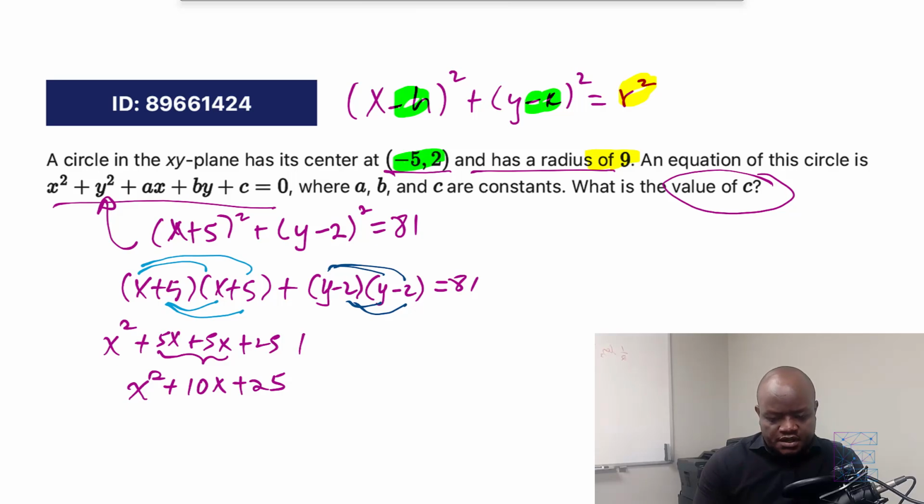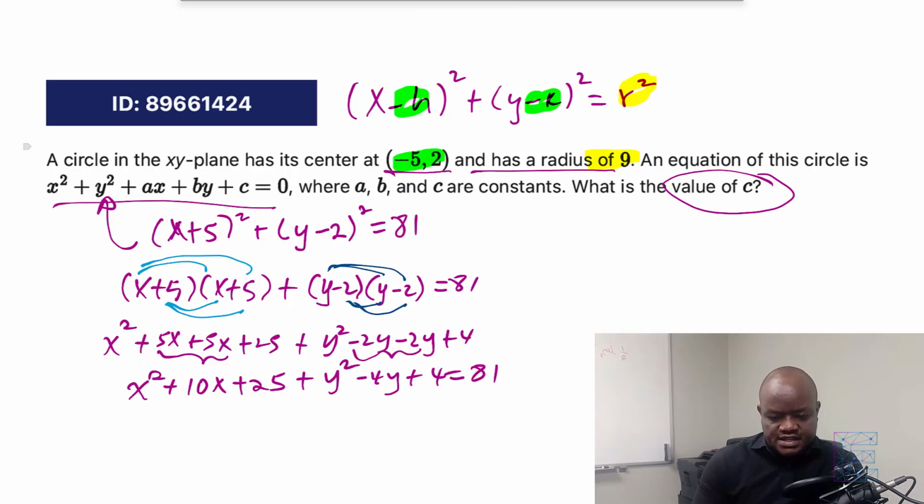y times y is y squared, y times -2 is -2y, -2 times y is -2y, -2 times -2 is +4. These are like terms, so we're going to combine them. So y squared minus 4y plus 4, all of this equals 81.